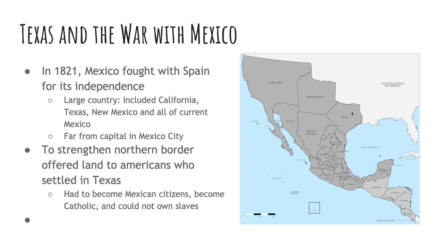So, in order to live in Texas, these Americans had to become Mexican citizens. So, they were going to be part of this Mexican country. They also had to become Catholic because that was the religion in Mexico. And they also could not own slaves. So Mexico was not a slave country. And in order to be part of Texas, the Americans who lived here would not be able to own slaves.